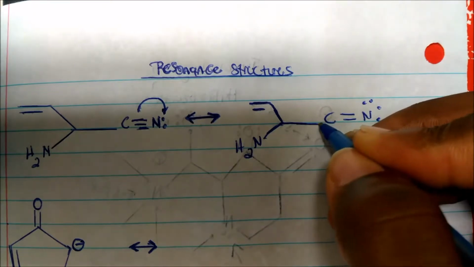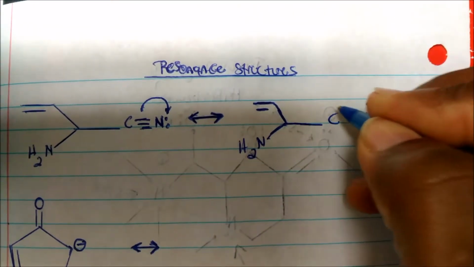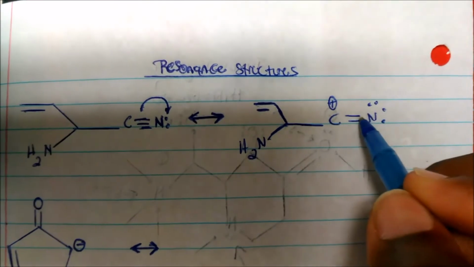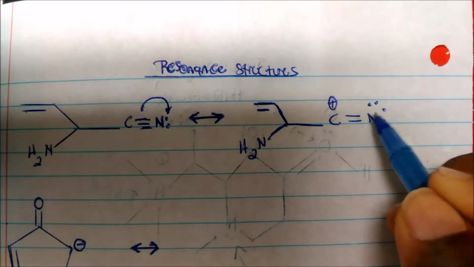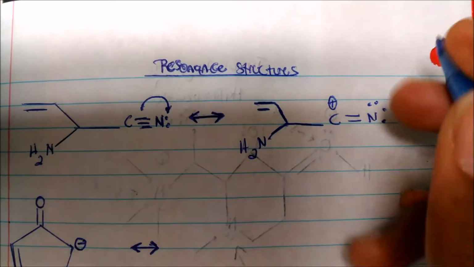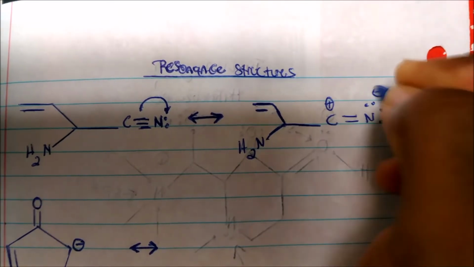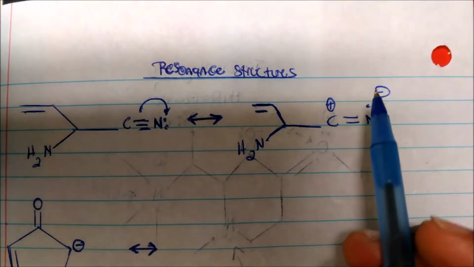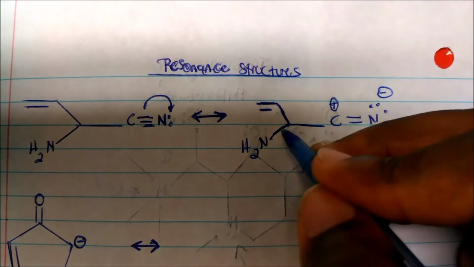Well, what does this carbon do? This carbon now will have a charge of, well, 4 minus 3 is +1, right? And this nitrogen now will have a charge of -1 because you have 1, 2, 3, 4, 5, 6. So 5 minus 6 will give you a -1 charge. And opposite charges will give you an overall charge of 0. So this is actually a good resonance structure.